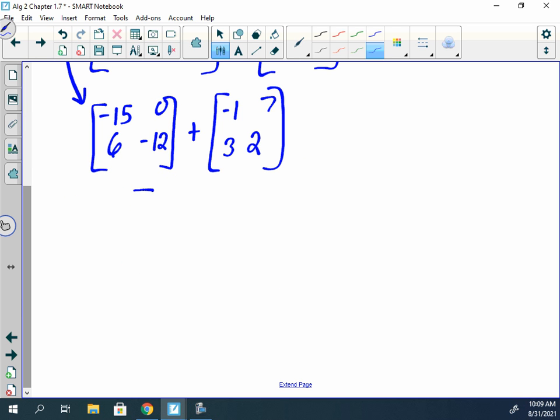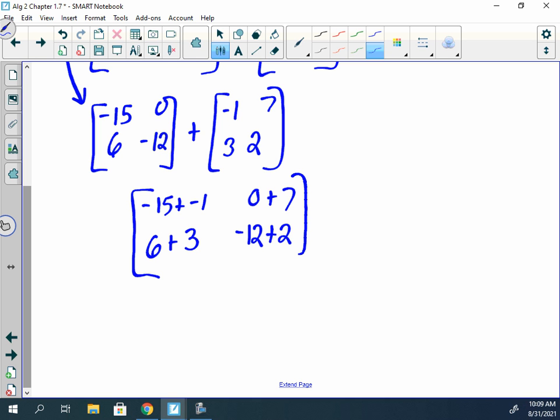Because at this point here, then we would just add them together. Negative 15 plus negative 1. 0 plus 7. 6 plus 3. Negative 12 plus 2. Well, negative 15 plus negative 1 would be negative 16. 0 plus 7 is 7. 6 plus 3 is 9, and negative 12 plus 2 is negative 10. That's it. That's all we have to do for this here.